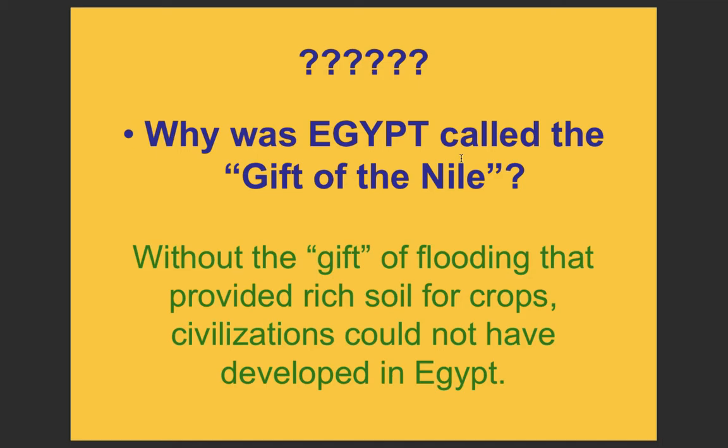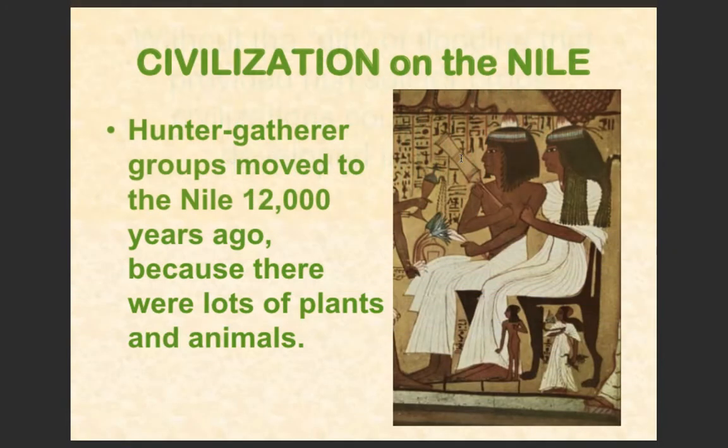All right, so why was Egypt called the gift of the Nile? Without the gift of flooding that provided rich soil for crops, civilizations could not have developed in Egypt. So flooding was a gift to Egypt because it did deposit those nutrients into the soil for them to be able to farm.